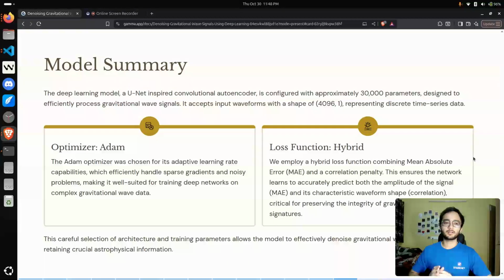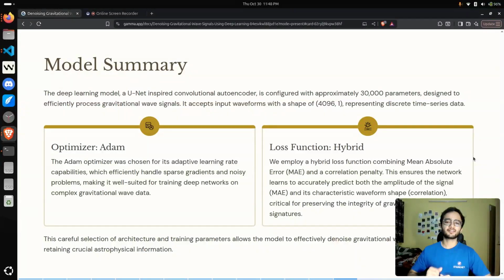There is an optimizer called Adam used in this model, which is used because of its adaptive learning rate, and it efficiently handles sparse and scarce gradients and noisy problems, making it well suited to this particular application. The loss function that we are using is a hybrid loss function which combines the mean absolute error and a correlation penalty.